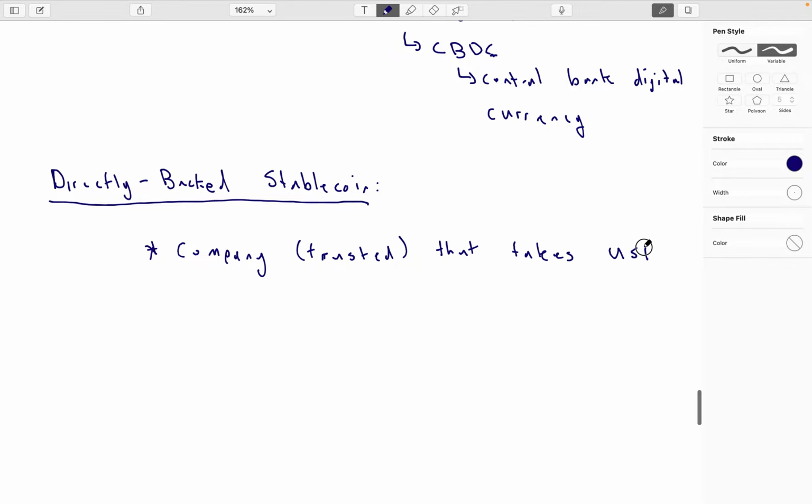So you have a company that's trusted that takes US dollars and issues the equivalent amount of tokens. So tokens are something like ETH, like a cryptocurrency, basically. From now on, I'm only going to talk about stablecoins on Ethereum because that's where you see them most often. So this is a token that's on Ethereum.